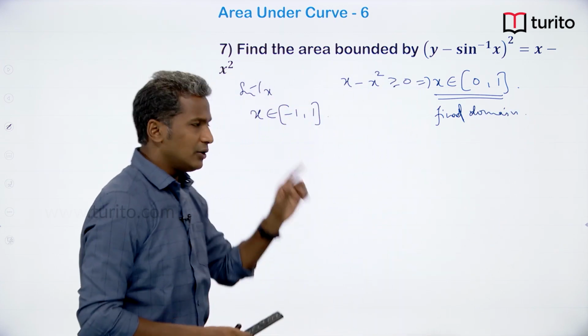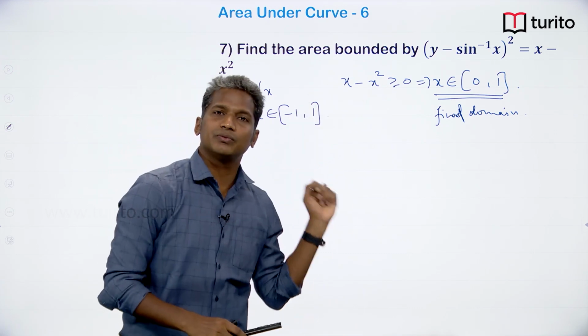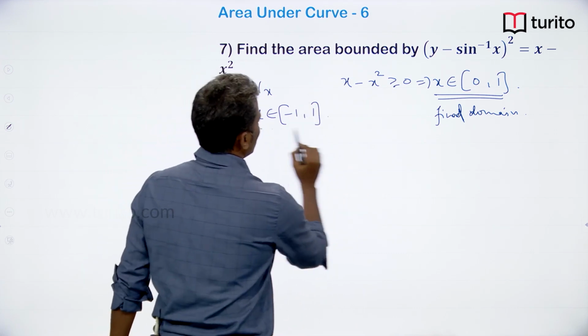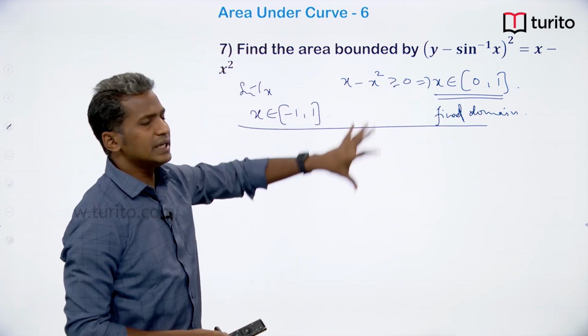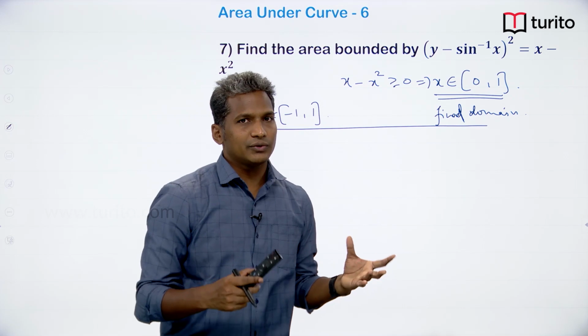Okay, it becomes our final domain because that is the intersection of both parts. So our domain is going to be 0 to 1. In this domain, whatever is the integral, whatever is the situation, we have to handle that.